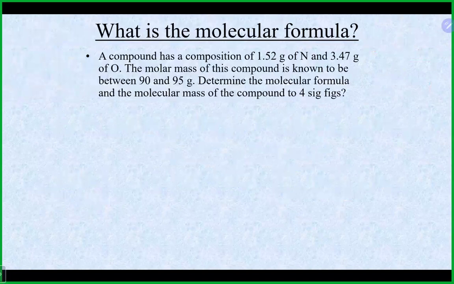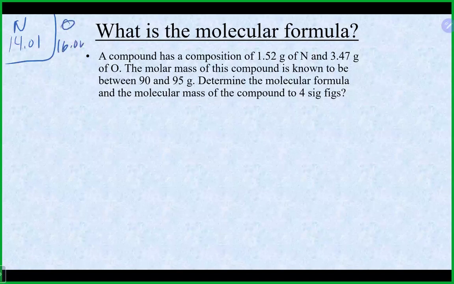All right, let's try one here. We have a compound that contains 1.52 grams of nitrogen and 3.47 grams of oxygen. The molar mass of the compound is between 90 and 95 grams, which again is grams per mole. Determine the molecular formula and its molar mass to four significant figures. Nitrogen here is 14.01 and oxygen is 16. Take a few moments. Again, three things you need: empirical formula, molar mass of the empirical formula, and the molar mass of the compound. Give it a go and see what you come up with.